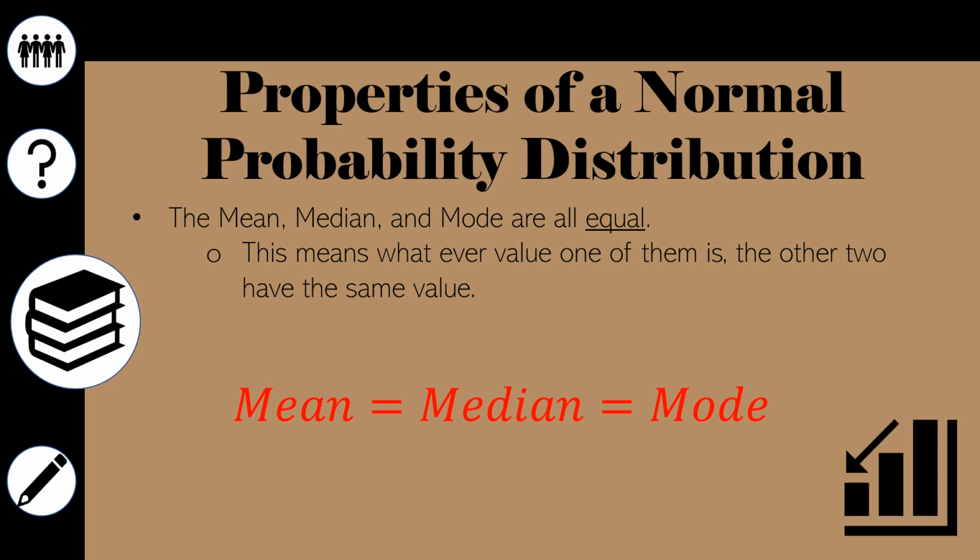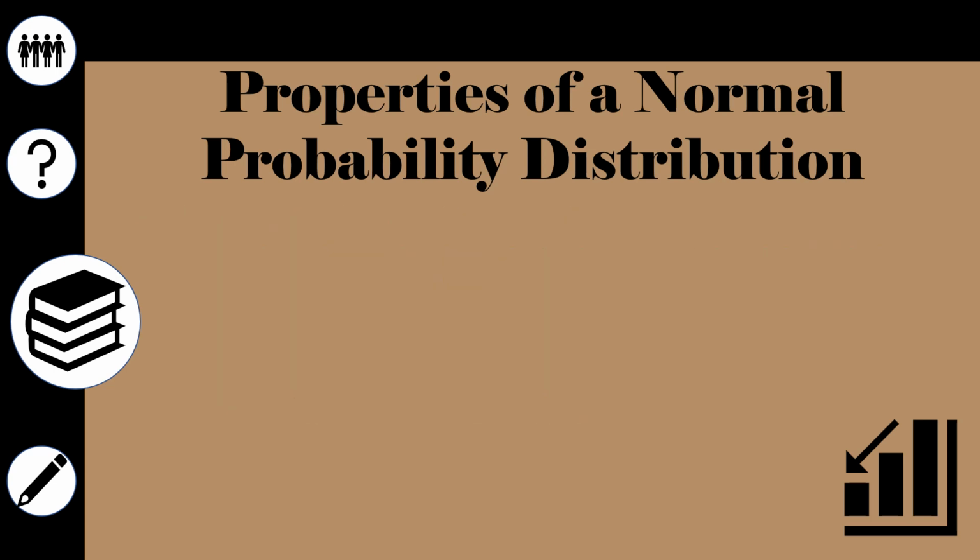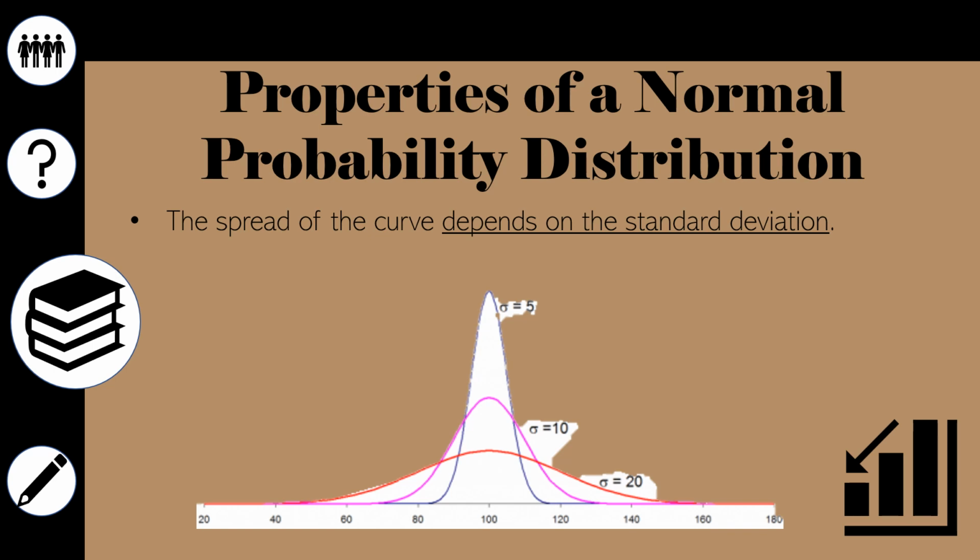Now, what else? Well, the spread of the curve depends on the standard deviation. This means the larger the standard deviation, the wider the spread of the curve. Like here in our illustration, the standard deviation, which is represented by this symbol right here, in this curve, is 5. That means this curve is not as wide compared to this one, which is very wide, very spread.